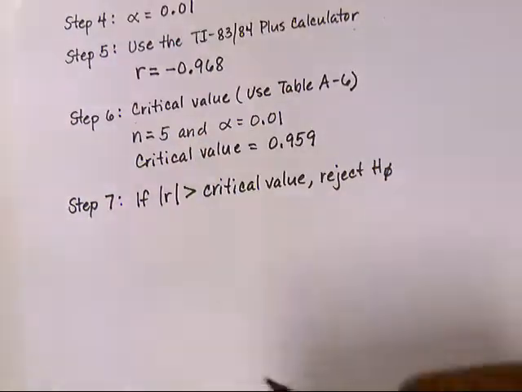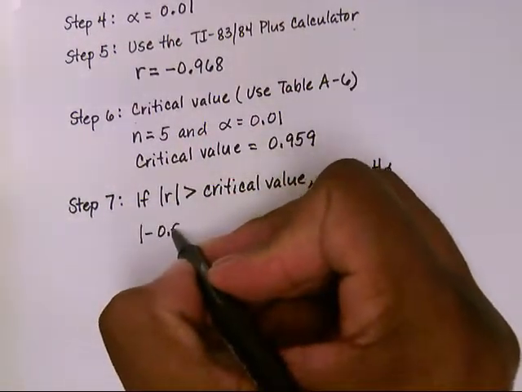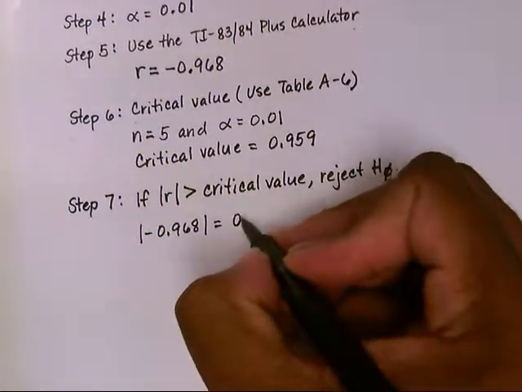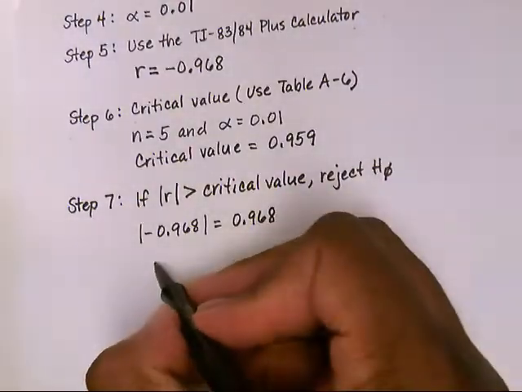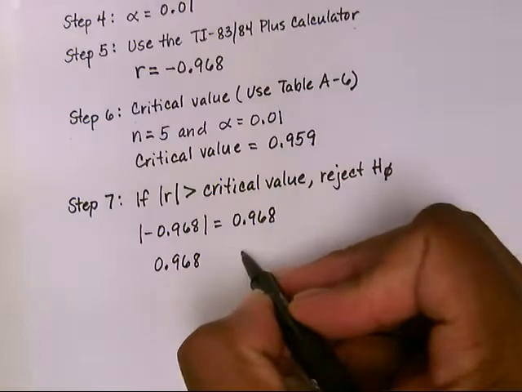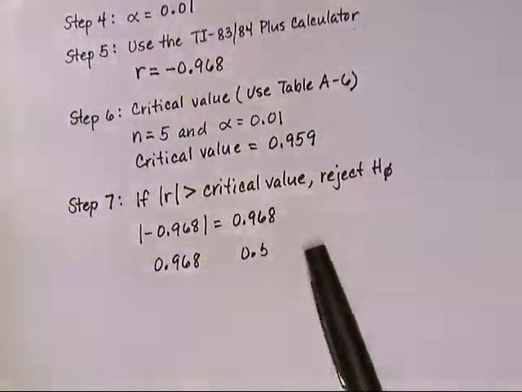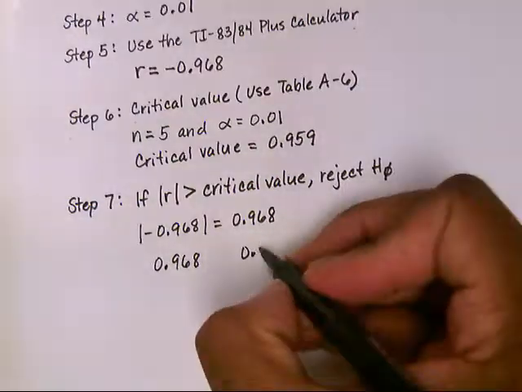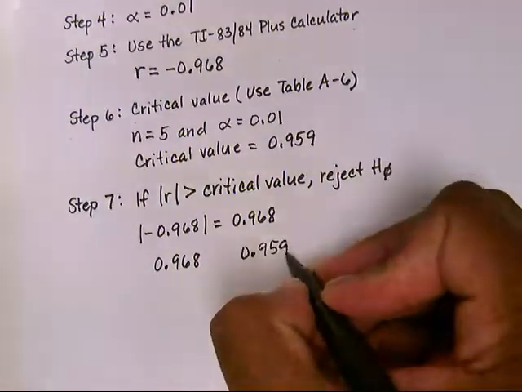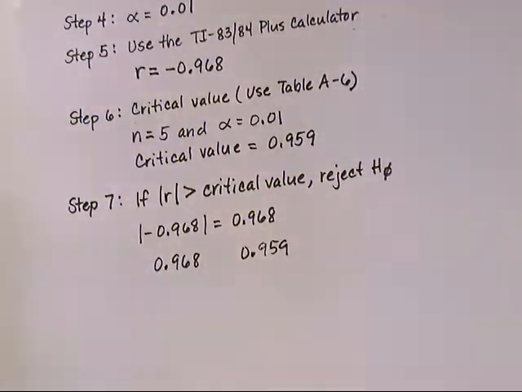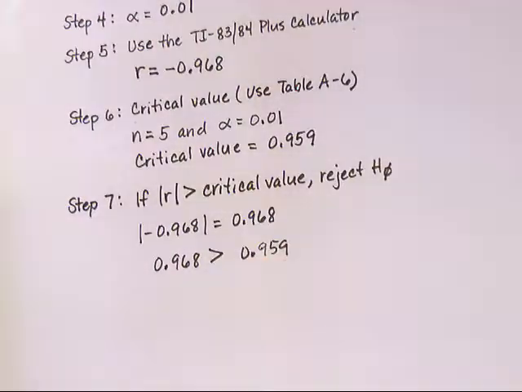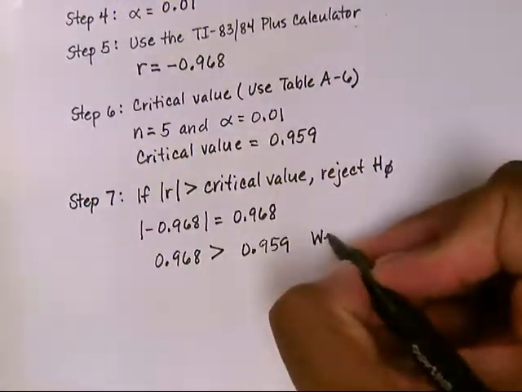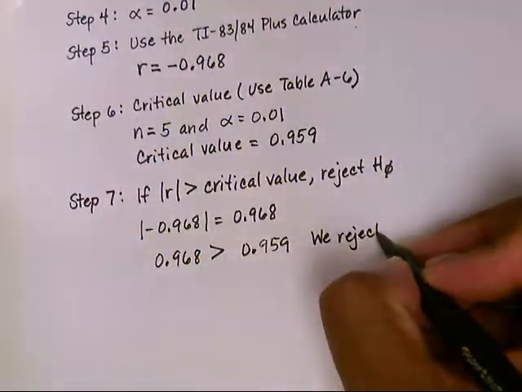So here I need the absolute value of negative 0.968. The absolute value of a negative is always going to be positive, so the absolute value of negative 0.968 will be 0.968. Compare that to our critical value of 0.959. Now comparing those two, 0.968 is greater than 0.959. So that's greater than the critical value, so that means that we can reject the null hypothesis.